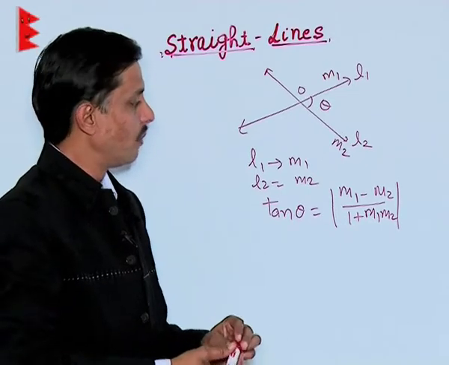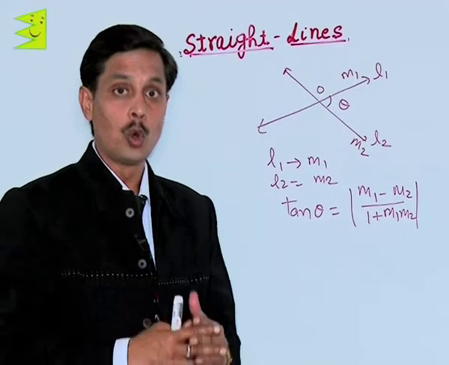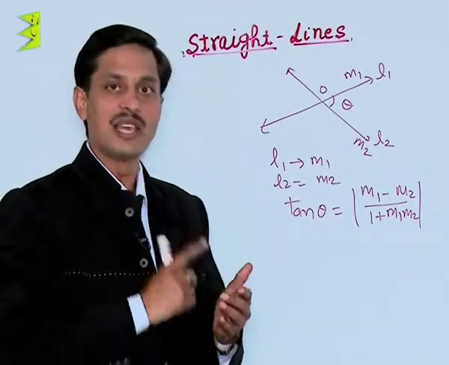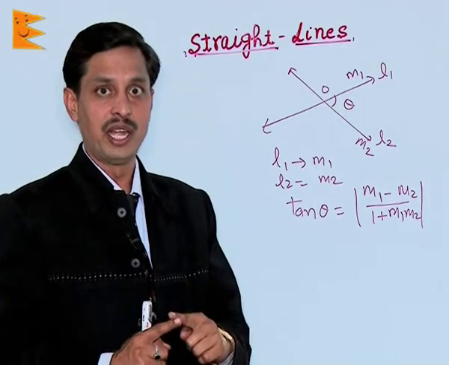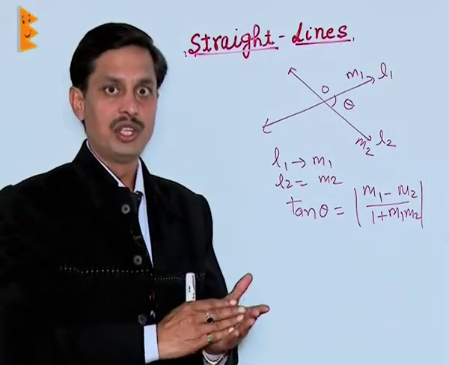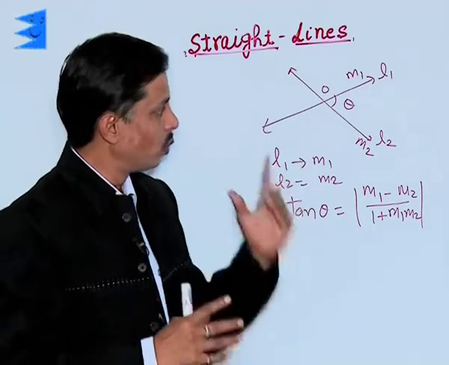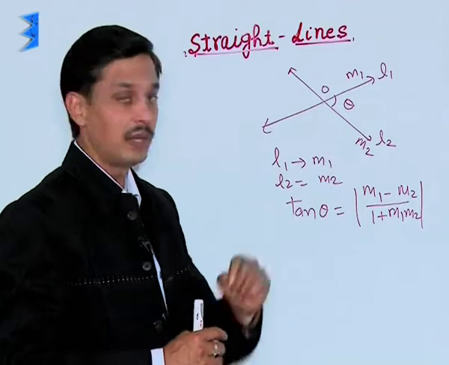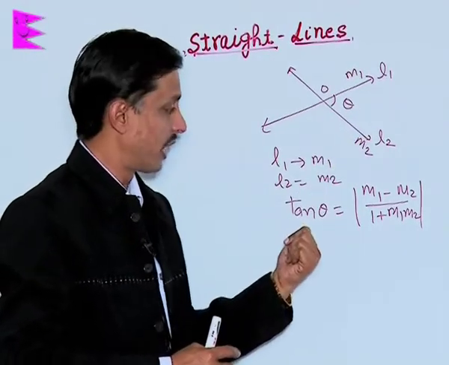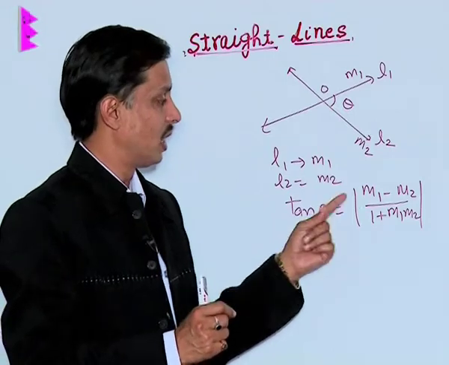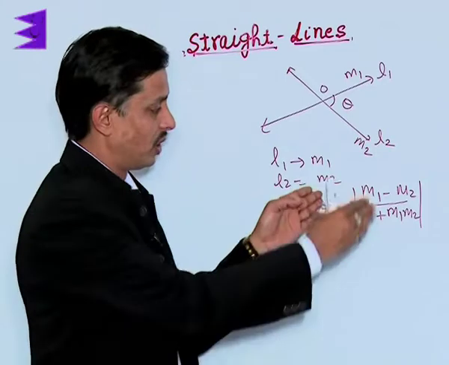So this is a very important result, after understanding what the slope is when the angle theta is given. Slope is the value of the tangent of the positive angle with the x-axis. If two lines intersecting each other have the slopes m1 and m2, then the formula for getting the angle between them is m1 minus m2 upon 1 plus m1 into m2, with their mod.